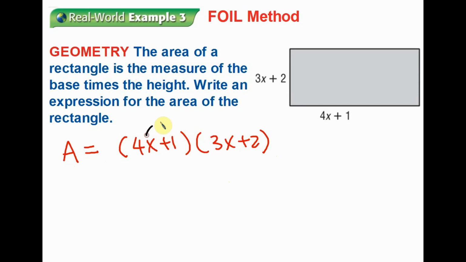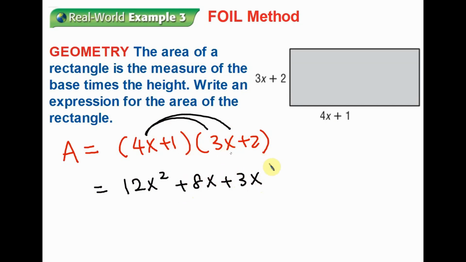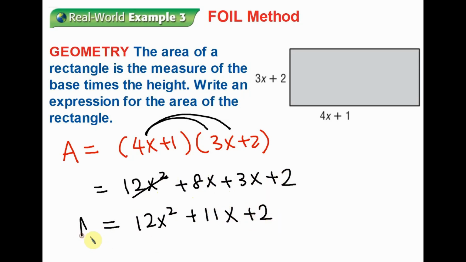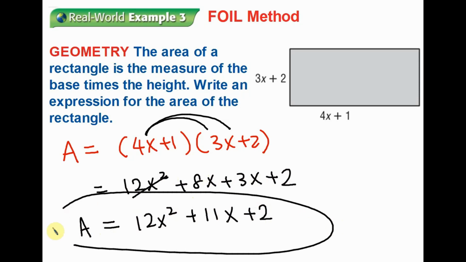When you're distributing, 4x times 3x becomes 12x squared. 4x times 2, I'll get 8x. 1 times 3x is 3x, and then the last one will become 2. If you're combining the like terms, 12x squared plus 8x plus 3x becomes 11x, and then you just have 2. And now that is going to be the answer of this problem.